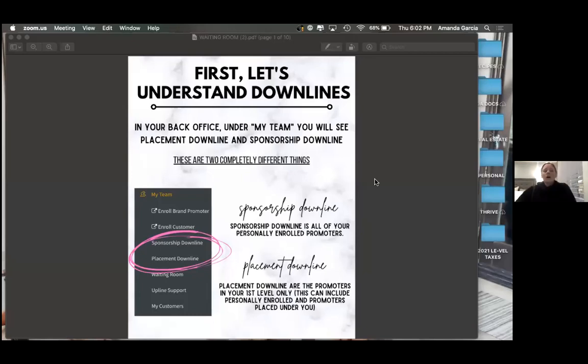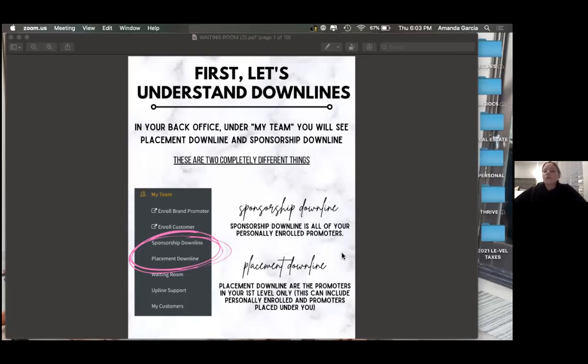Okay, so before we get into placement, before we get into waiting room, before we get into red leg, it's critical for you to understand your back office as far as what your downlines mean in general. A lot of people get confused as to the difference between sponsorship downline and placement downline. They are completely different things. When you go into your back office under my team, where it says sponsorship downline, that is going to be all of your personally enrolled promoters. So those are only people that you personally enrolled through your account.